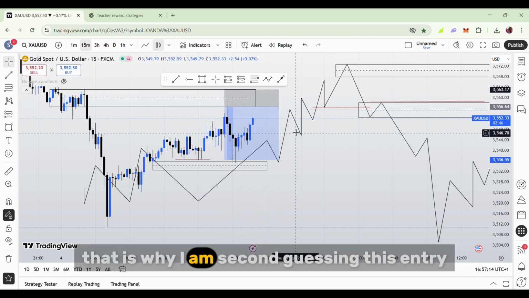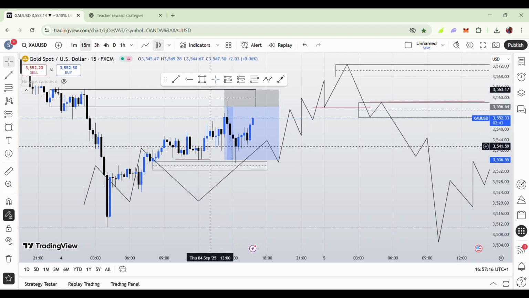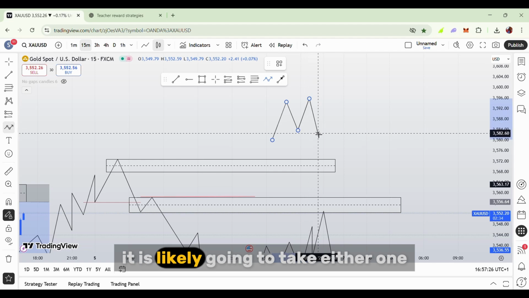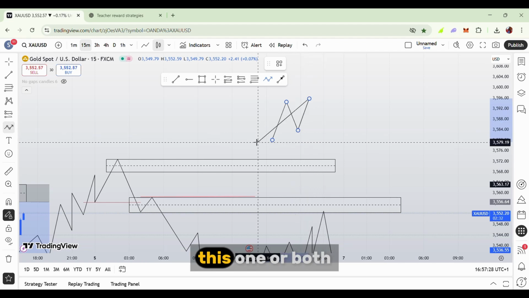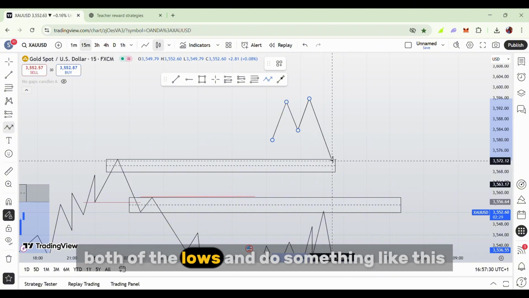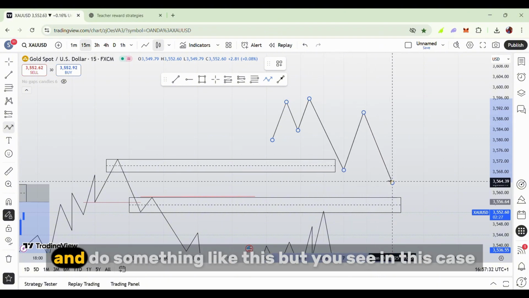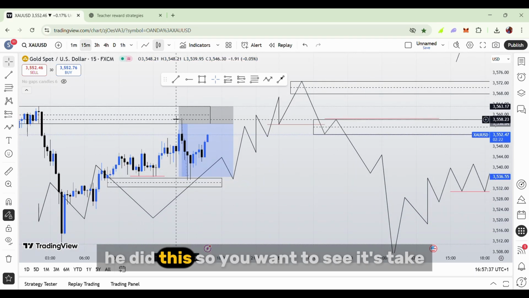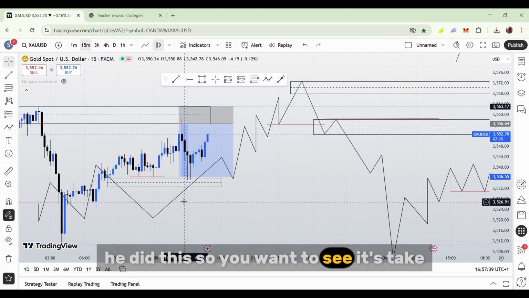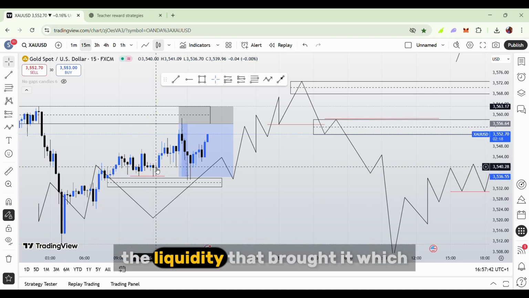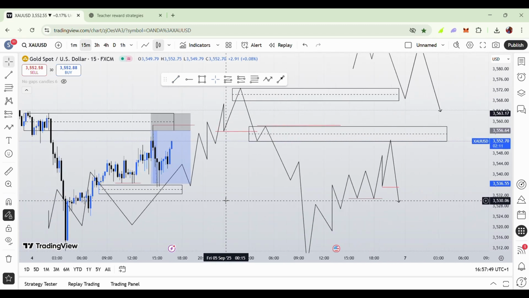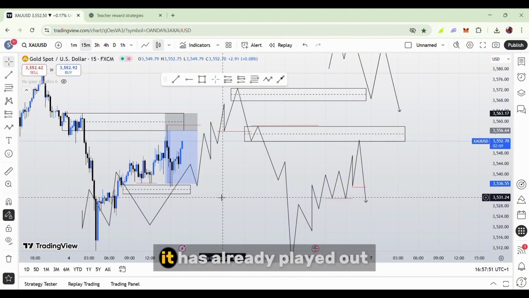That is why I am second guessing this entry, because we have equal highs. It is likely going to take either this one, or both of the lows, and do something like this and do something like this. But you see, in this case, it did this. So we want to see it take the liquidity that brought it, which is this high. Maybe by the time I post this video, it has already played out.